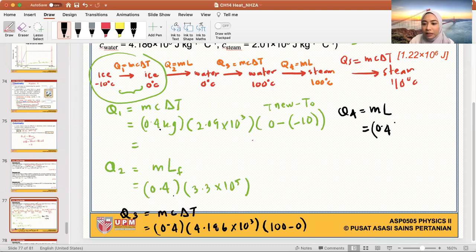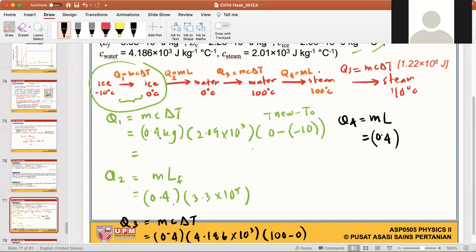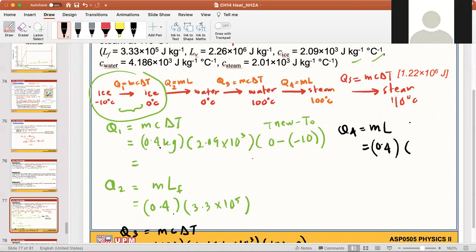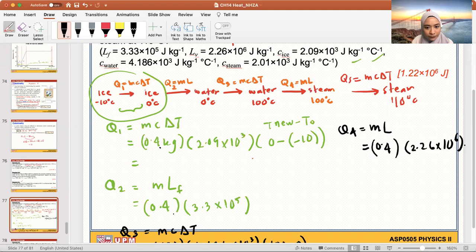What is the L that I should use for Q4? Q4 is over here, water to steam. Is it the latent heat of vaporization? Vapor means steam, so latent heat of vaporization, L_V, which is 2.26 times 10 to the 6. Okay, and then we have our final one, Q5, which is mc delta T, and our m does not change.